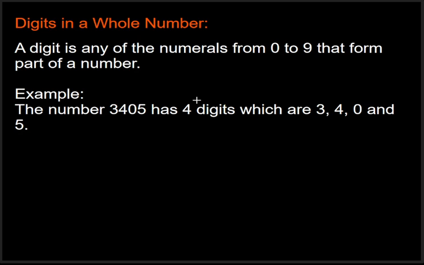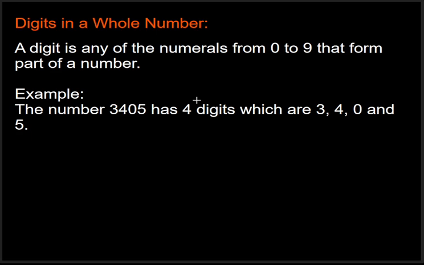Okay. Now we'll be going to digits in a whole number. Now let's know what a digit is. A digit is any of the numerals from 0 to 9 that form part of a number. Now, any number you see is made from digits. Those individual numerals you see in a number are what we call the digits.